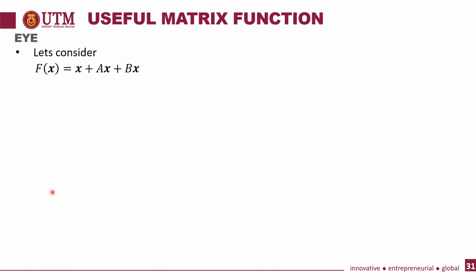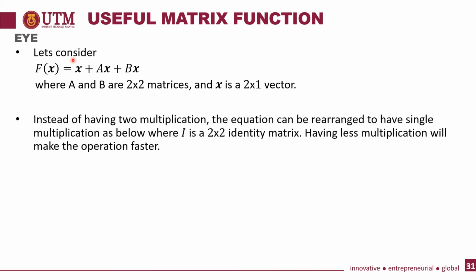All right, so next is I. Let's consider the equation f(x) = x + ax + bx, where a and b are 2 by 2 matrices and x is a 2 by 1 vector. So it is not a single number, it is actually a matrix. Instead of having two multiplications, the equation can be rearranged to have a single multiplication as below, where I is a 2 by 2 identity matrix. Having fewer multiplications will make the operation faster.